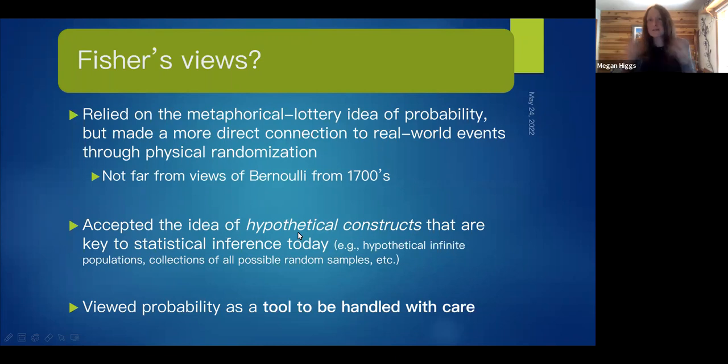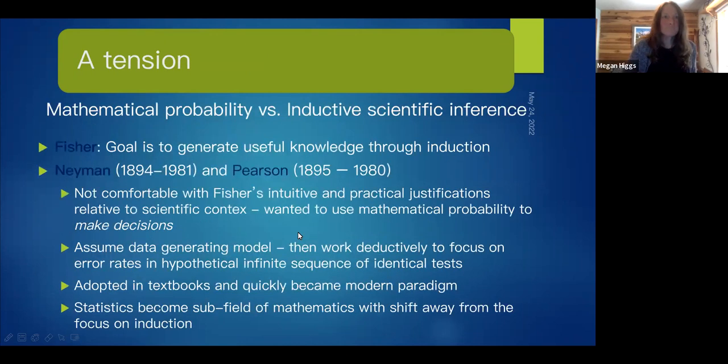And he did accept the idea of these hypothetical constructs. And so that whole piece gave us the randomization distributions and sampling distributions ideas. But he did view probability as something useful, but something to be handled with care. And he said this in a lot of places in his writings and talks. So there still is this tension, circling back to what I said before, between mathematical probability, or problems related to describing probability games of chance and probabilistic ideas, and then this inductive scientific inference.